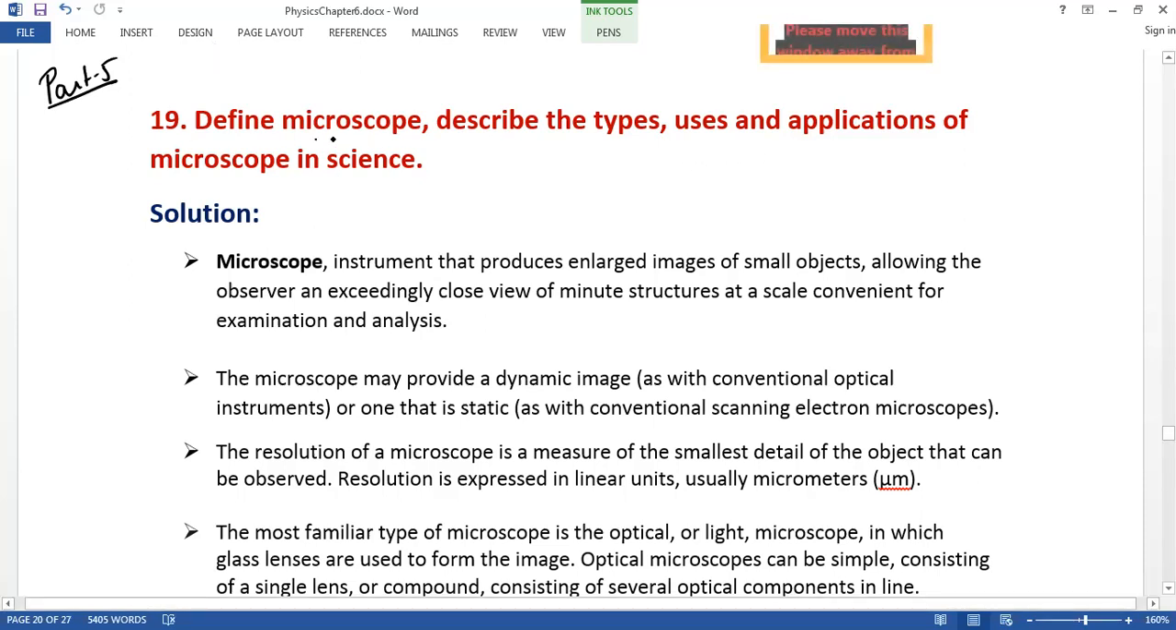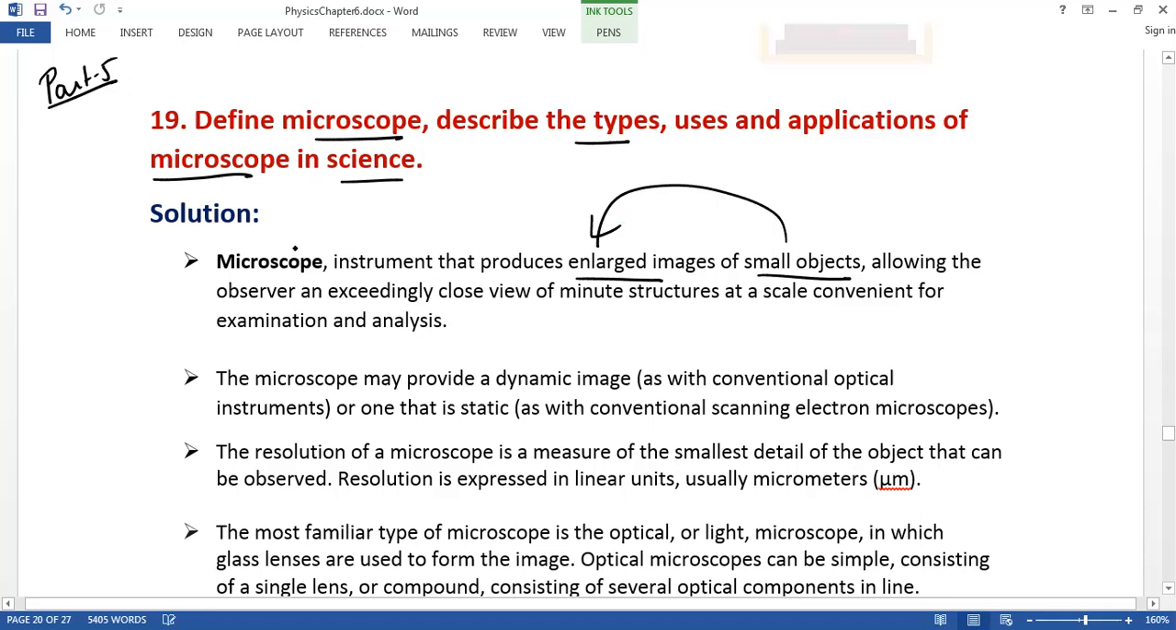Define microscope, describe the types of microscope, and the uses and applications of microscope in science. Let us discuss one by one. Let us learn the meaning of microscope. A microscope is an instrument that is used to produce an enlarged image of a small object. The small object can be seen in an enlarged form by the instrument known as a microscope.